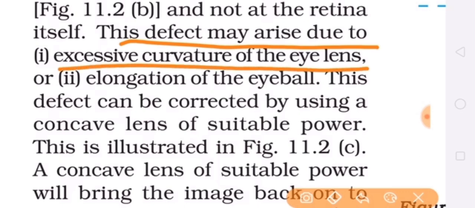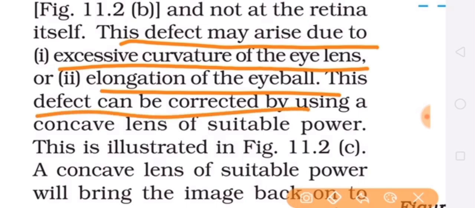First cause is excessive curvature of the eye lens. It means the curvature of the eye lens becomes large, and elongation of the eyeball, the size of the eyeball also becomes large. So these are the two causes of this defect. Then the image is formed in front of the retina and the person is not able to see the things which are placed at infinity.